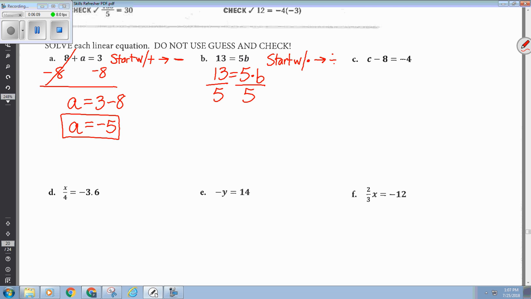So 5 divided by 5 is 1, so that drops out. So you have 13 over 5 equals B. Remember, it's perfectly fine to leave that as your answer, but it's also okay to give it in its decimal format if it's necessary. So that's 2.6.